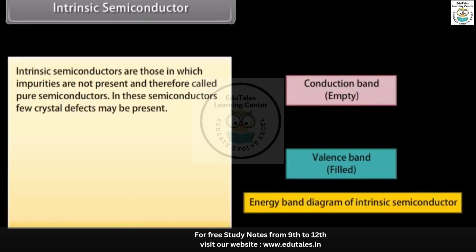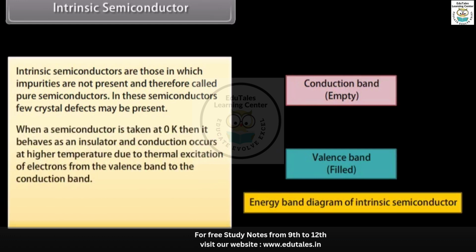Intrinsic semiconductor. Intrinsic semiconductors are those in which impurities are not present and are therefore called pure semiconductors. In these semiconductors, few crystal defects may be present. When a semiconductor is taken to 0 Kelvin, it behaves as an insulator and conduction occurs at higher temperature due to thermal excitation of electrons from the valence band to the conduction band. For example, germanium and silicon.